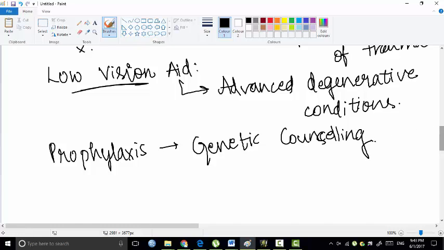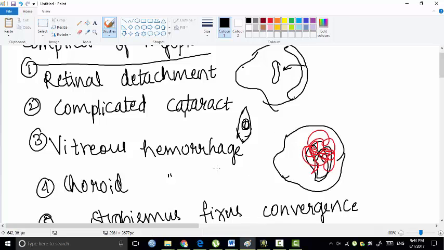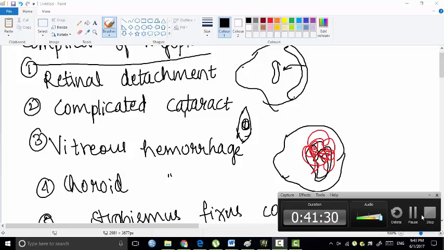So this is the important chapter which we have dealt with now, about myopia. In myopia we have dealt with etiological factors and clinical features, signs, symptoms, complications and treatment.